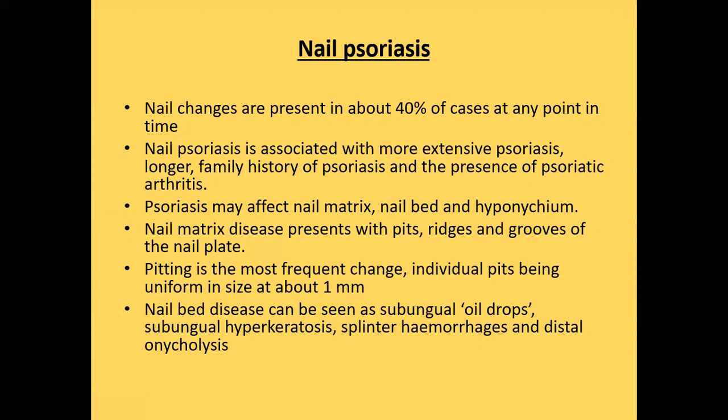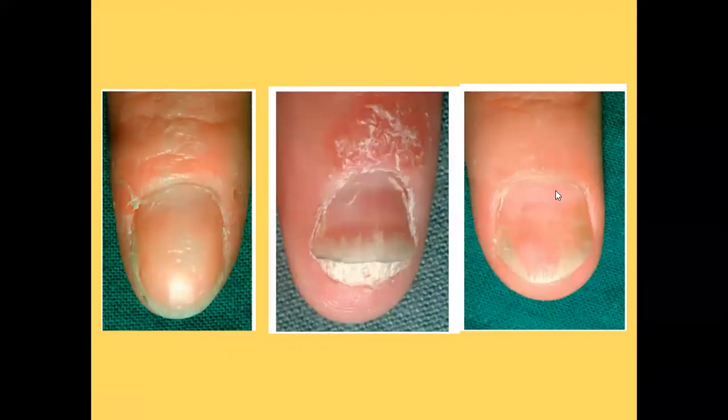If the psoriasis involves the nail bed, then it presents as subungual oil drop sign, subungual hyperkeratosis, or splinter hemorrhages. If psoriasis involves the hyponychium, it presents as distal onycholysis. Pitting is the most frequent change seen in psoriatic nails, and pits are usually uniform in size, about 1 millimeter in diameter. So these are three images of psoriatic nail changes. The first shows nail pitting, second, subungual hyperkeratosis, and third, oil drop sign in the middle and distal onycholysis.